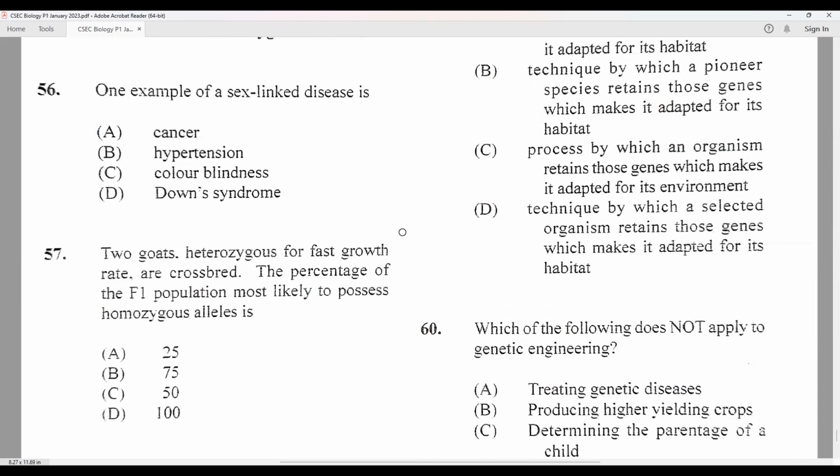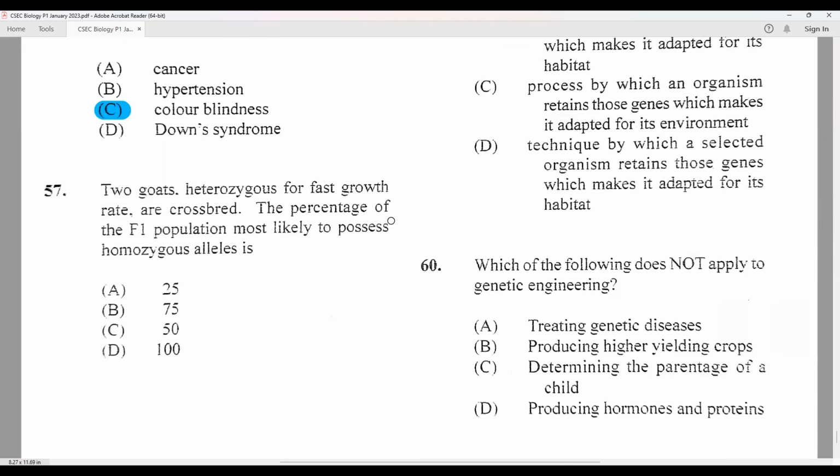56. One example of a sex-linked disease is color blindness. Two goats heterozygous for fast growth rate are crossbred. The percentage of the F1 population most likely to possess homozygous alleles is 50% when you add up the 25% for the homozygous dominant and the 25% for the homozygous recessive, which you will get in the cross, you get 50%.